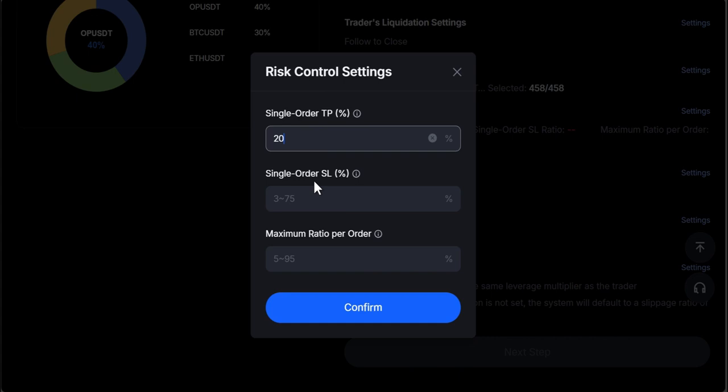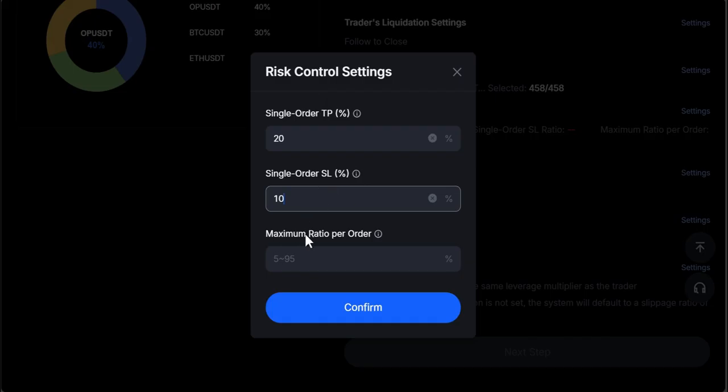lock in your gains. Single order, stop loss ratio, it does the opposite and this automatically closes your position if it loses a certain percentage. For example, if you set a 10% stop loss and your trade drops 10%, it will automatically close to protect your capital. I highly recommend setting this.